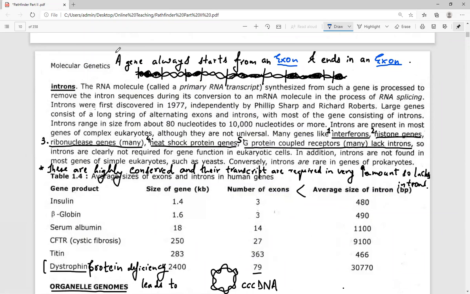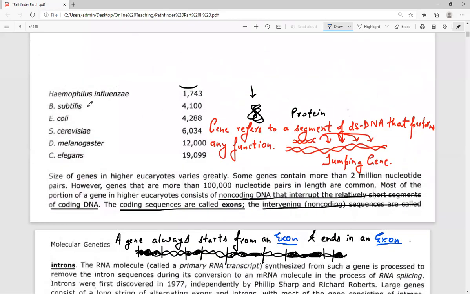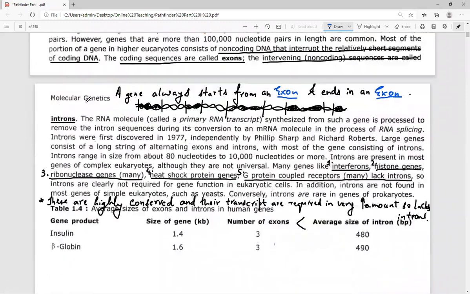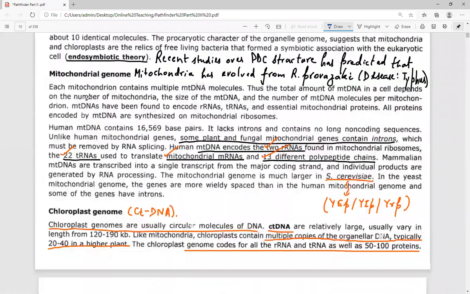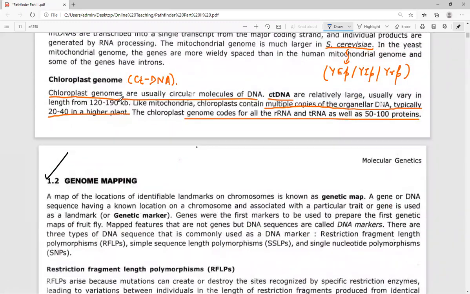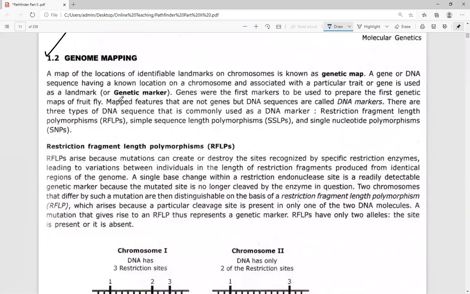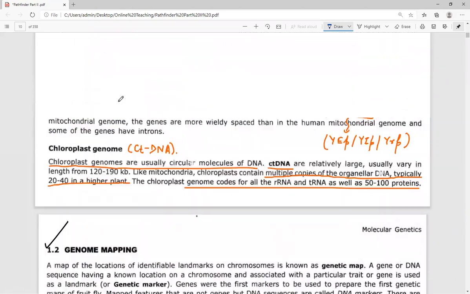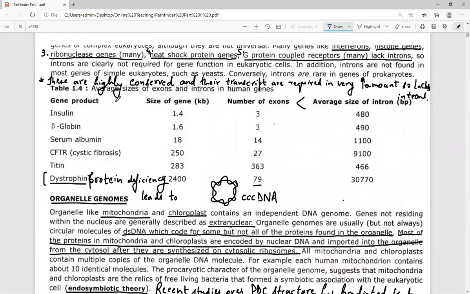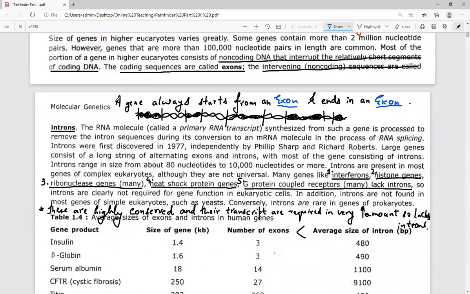In our yesterday's lecture, we talked about what genes are. We talked about the organelle genome and the chloroplast genome. And in today's lecture, we will start with genomic mapping. Just to inform you about an error that I made in my previous lecture.